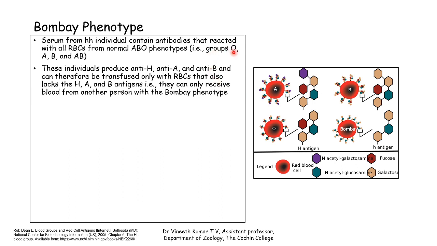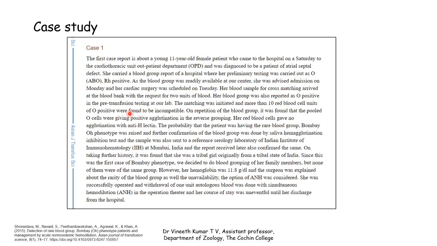As a result, they will produce clumping or hemolysis for all these types of blood groups. All the normal ABO blood groups will react with this. So such individuals, for blood transfusion, require blood from Bombay phenotype individuals itself. Otherwise, they cannot take blood from any other blood group, because they have anti-H in their antibody. If the H substance is present on the RBC, that will result in hemolysis or clumping and destruction of the RBC. So this is what is called the Bombay phenotype. This is what I said, the case study.